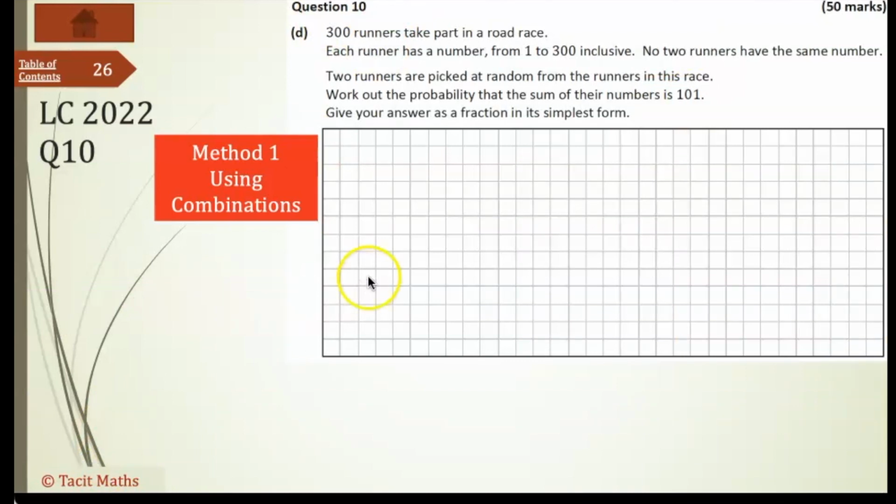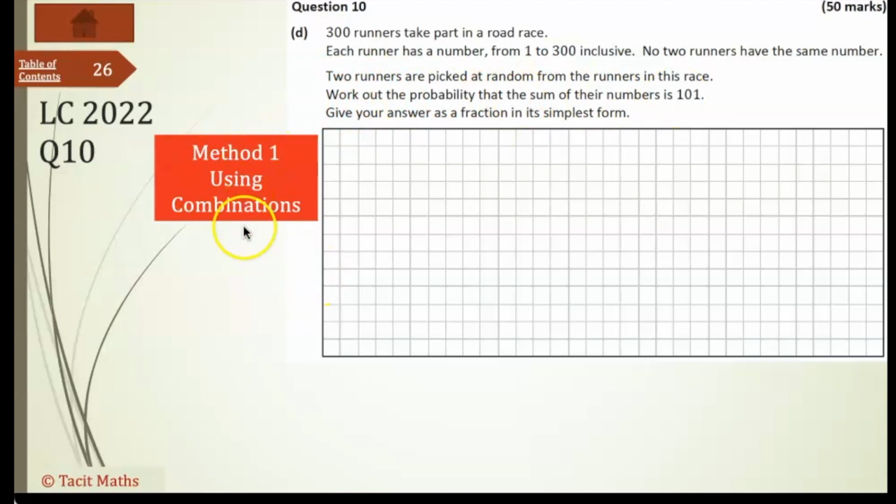Now, there's a lot to unpack in this particular question. It's definitely not immediately obvious how you solve this. If you read through it, 300 runners are running in the race, numbered from 1 to 300, no 2 runners with the same number. And this is the key line, the second last line here: work out the probability. So 2 runners are picked at random. What's the probability that their numbers add up to 101?